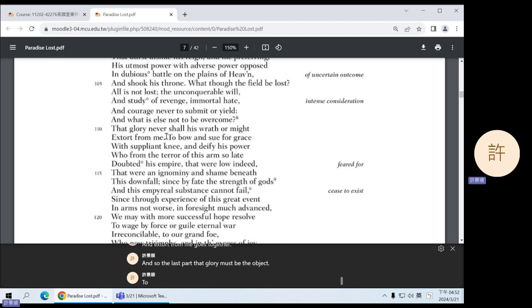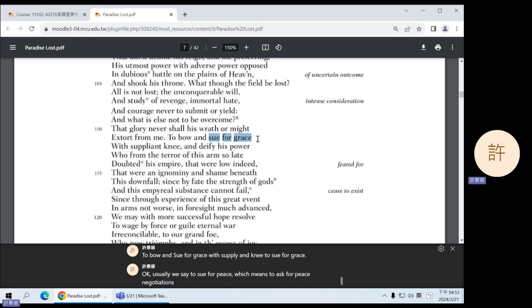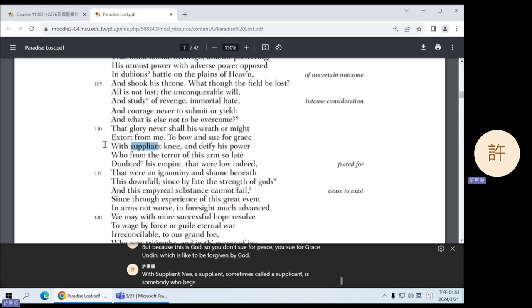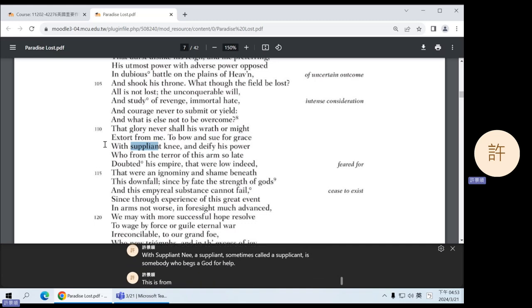To bow and sue for grace with suppliant knee. To sue for grace. Usually we say to sue for peace, which means to ask for peace negotiations. In Chinese, 主张和谈. But because this is God, you don't sue for peace, you sue for grace, 恩典, which is like to be forgiven by God. With suppliant knee: a suppliant, sometimes called a supplicant, is somebody who begs a god for help. This is from ancient Greece.